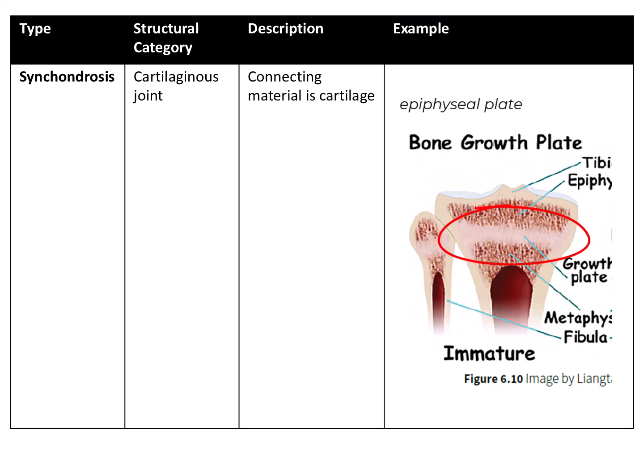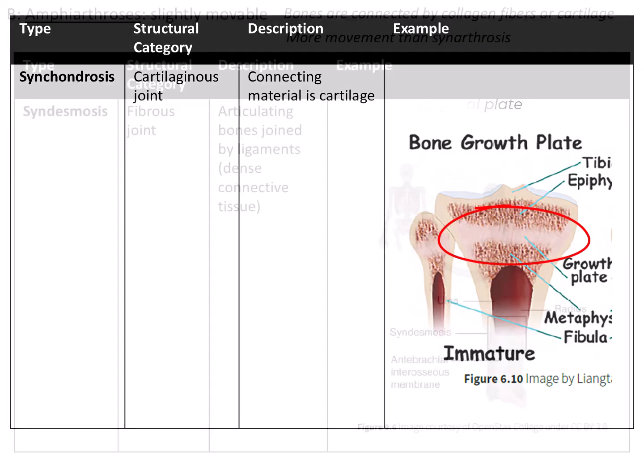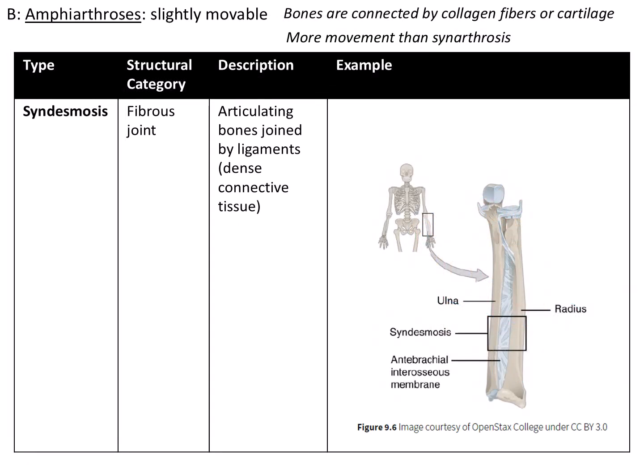This area of hyaline cartilage connects the epiphysis of the long bone with the diaphysis. This type of joint is also found between the first rib and the sternum. Now we will move on to the amphiarthrosis type joints. These are slightly movable joints. In this case, bones are connected by cartilage or collagen fibers. These joints are more movable than the synarthrosis type joints discussed earlier.